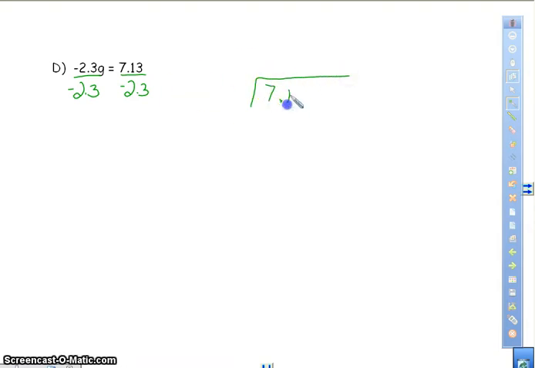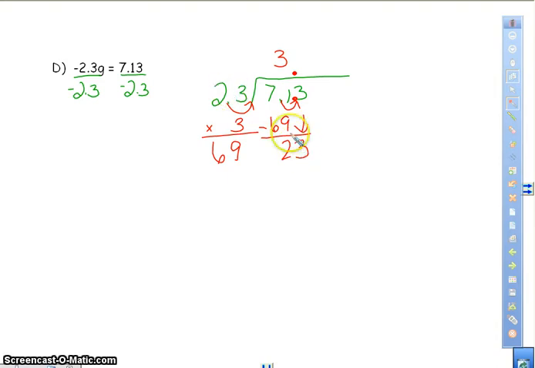So I'm going to put 7.13 underneath and 2.3 on the outside. When we divide decimals, we need to move that decimal over one place. So we do the same to the inside number. Then I'm going to bring it to the top. So 23 goes into 71. I'm going to say 3 times. Get 69. So I put a 3 above the 71 and subtract 69 here. You get 2, bring down the 3. 23 goes into 23 once, and it goes in evenly. So I have 3.1.